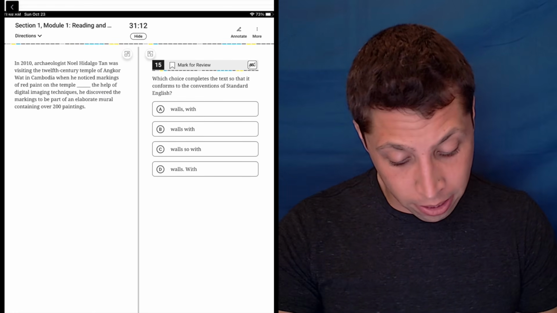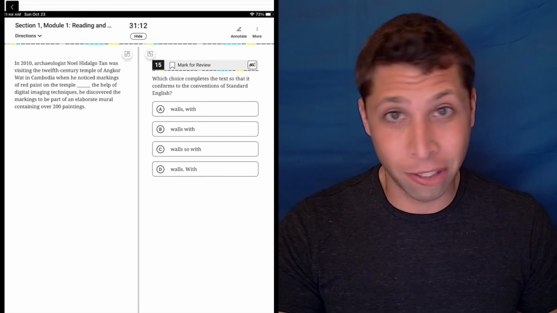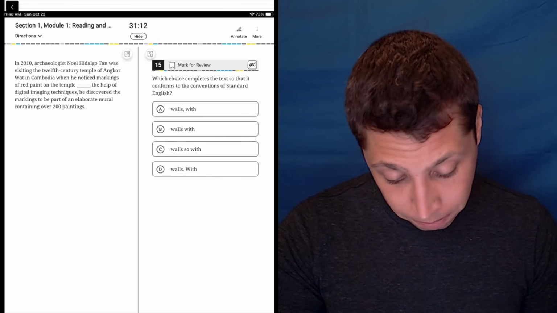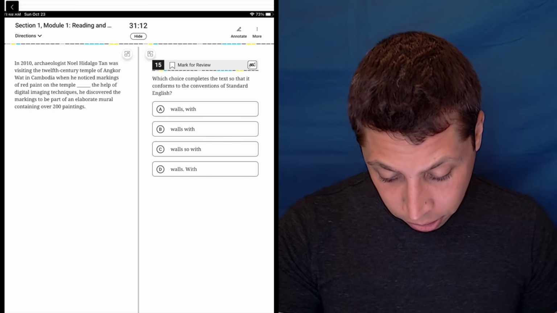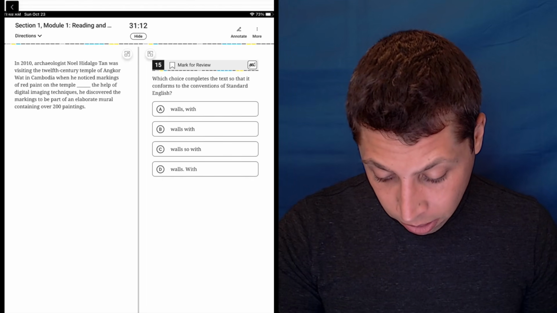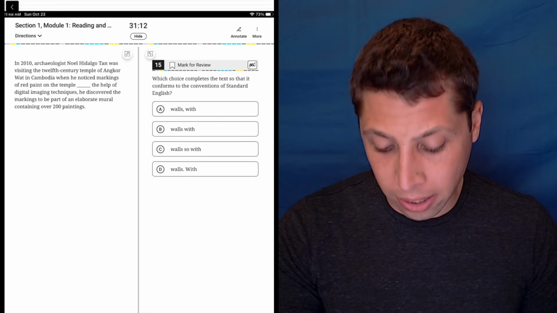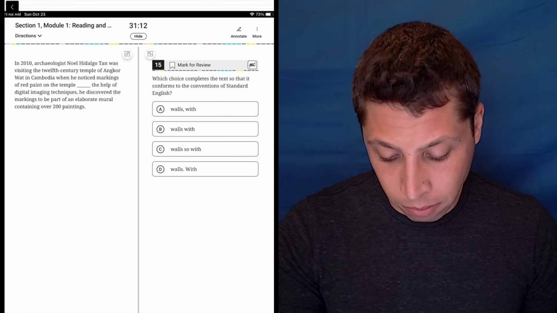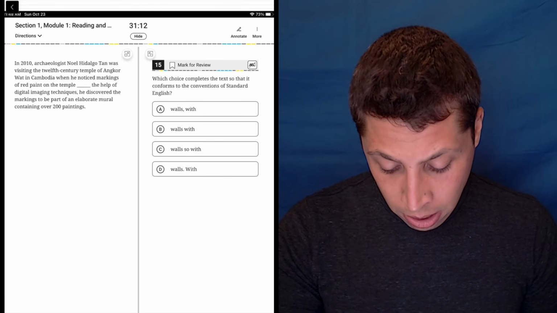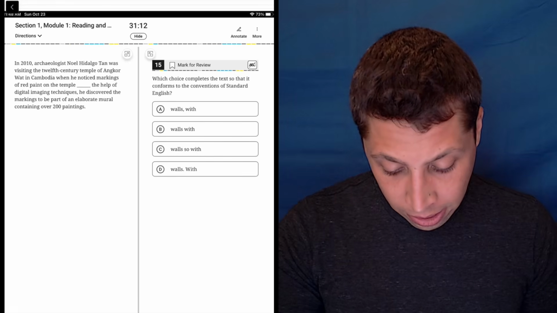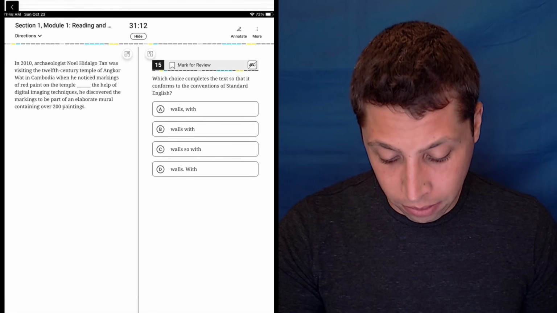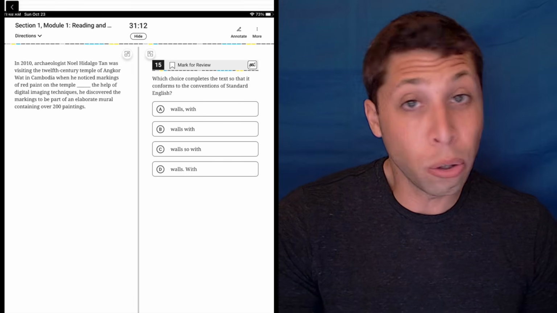I see there's a period, a comma, some maybe slight changes in the wording, so it's probably about sentence structure. In 2010, archaeologist Noel Hidalgo Tan was visiting the 12th century temple of Angkor Wat in Cambodia when he noticed markings of red paint on the temple walls. With the help of digital imaging techniques, he discovered the markings to be of an elaborate mural. So this is two sentences.